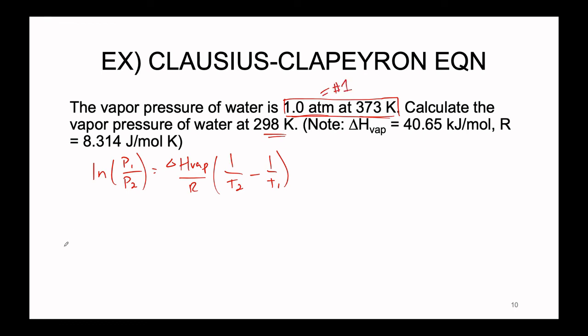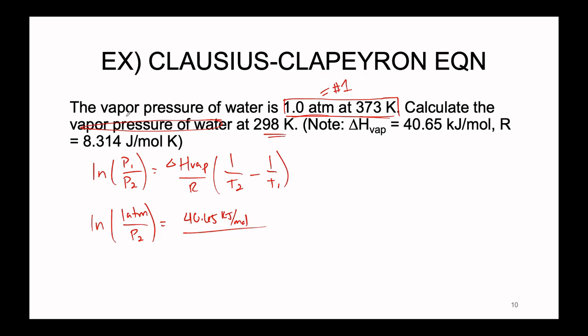I'm going to insert our 1 atmosphere here in the numerator. P2 is going to be the variable that I am solving for. This I will be considering the vapor pressure of water at 298 Kelvin. We're told that the enthalpy of vaporization for water is 40.65 kilojoules per mole, and our gas constant R is 8.314 joules per mole Kelvin.